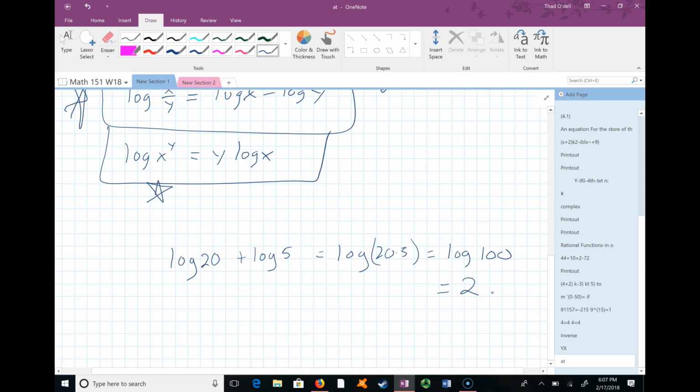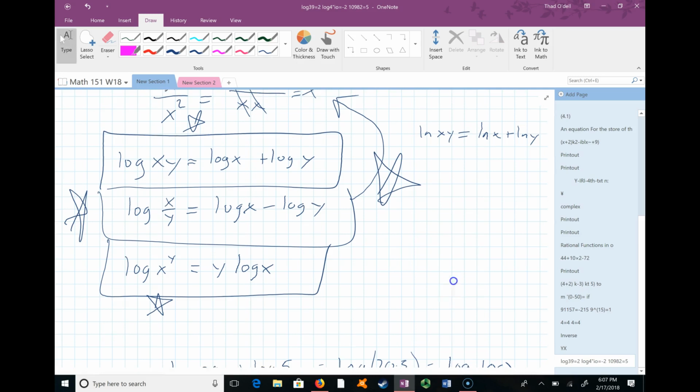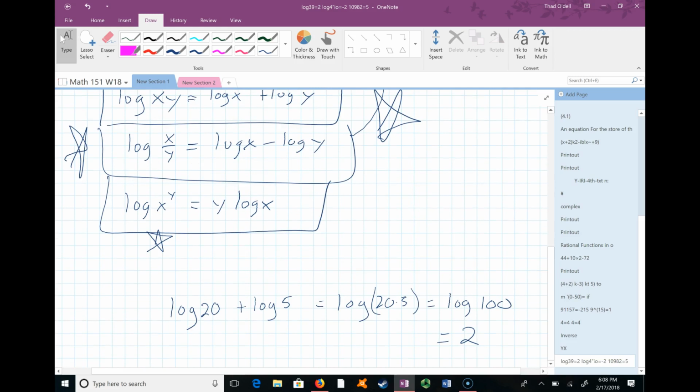Okay? By the way, I just want to mention that I use log base 10 for all these rules, but these rules work for any log base. So you could have also done the natural log of xy is equal to the natural log of x plus the natural log of y. Or log base 2 or log base 5, these rules apply to all of them. And in the next video, I will show you how to solve logarithmic and exponential equations, and we'll be using these log rules quite a bit in there.